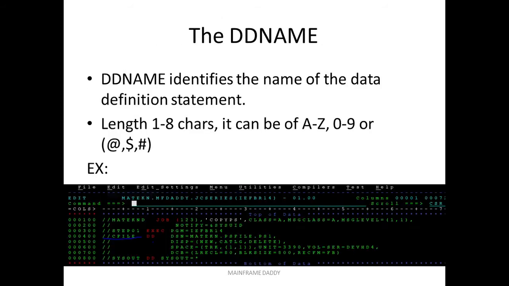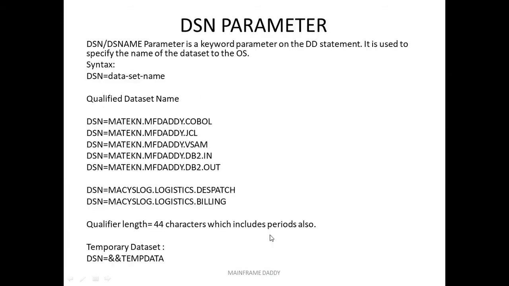So here you can see DSN equal to madekn.psfile.ps1, which is to be created new. We are specifying to the operating system, through the keyword DSN equal to madekn.psfile.ps1, the dataset name. So DSN equal to dataset name is the syntax.